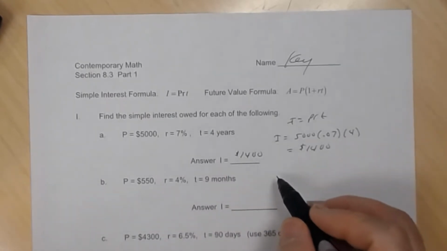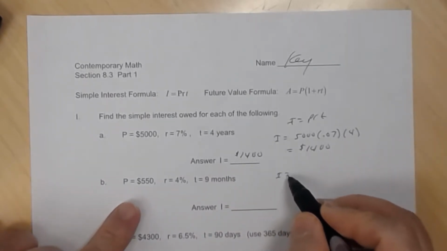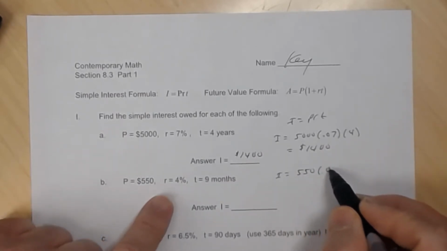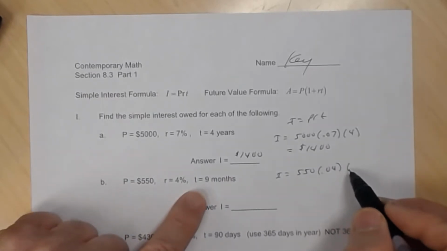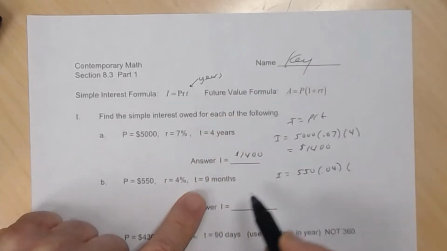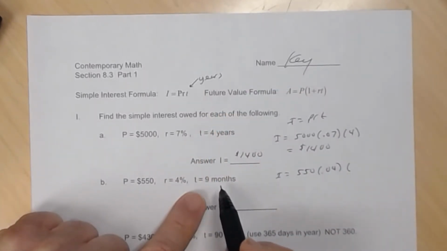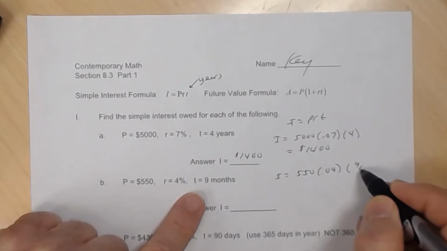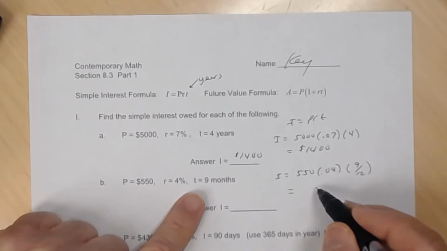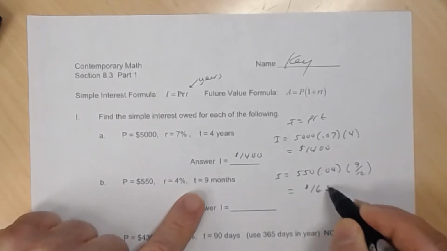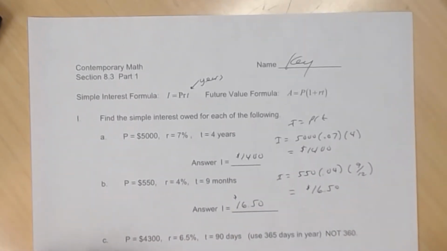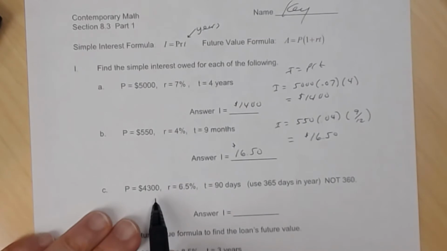All right, part B, same idea. You're going to say interest equals principal, which is $550, times the rate, which is 0.04, times the time. Now remember, time must be in years. So we got to convert months to years. To convert months to years, you have to divide by 12. All right, and then using your calculator, you should get $16.50.